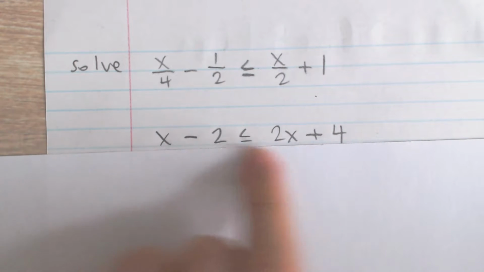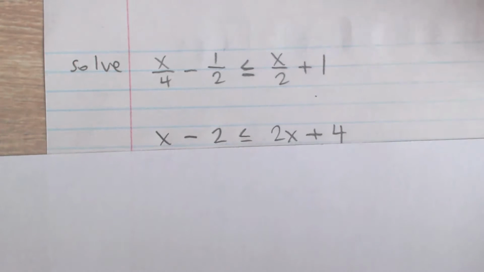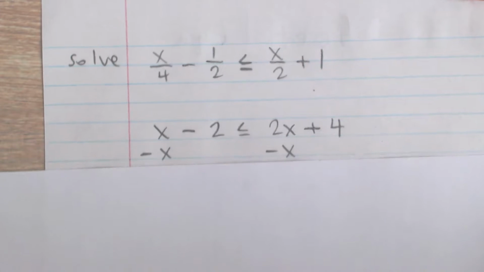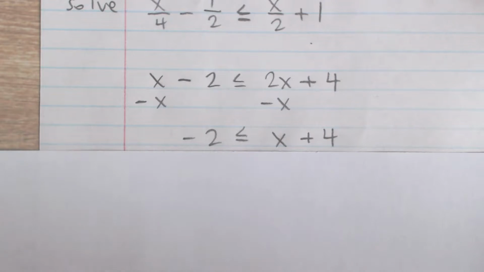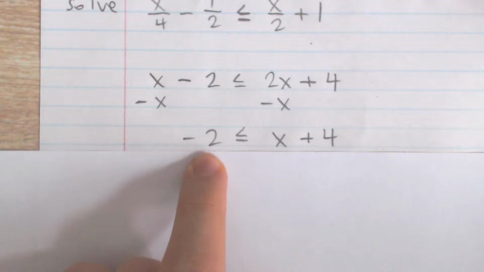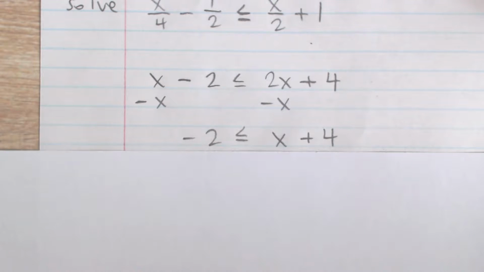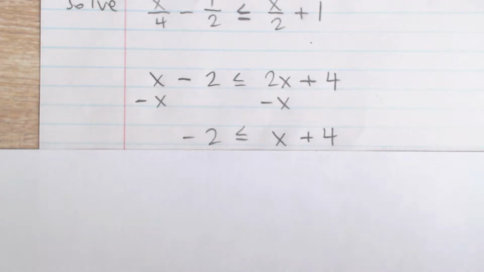I'm going to move x to the right, so subtract x from both sides to cancel out the x on the left. What am I going to end up with? The x minus x cancels out. I still have a negative 2 here. On the right, I have 2x minus x, that becomes 1x, or just x. And the 4 stays the same.